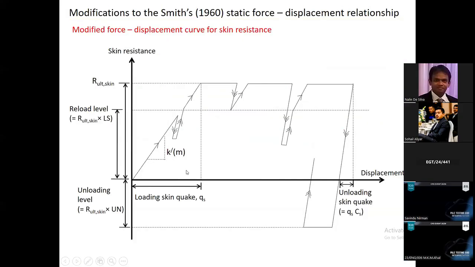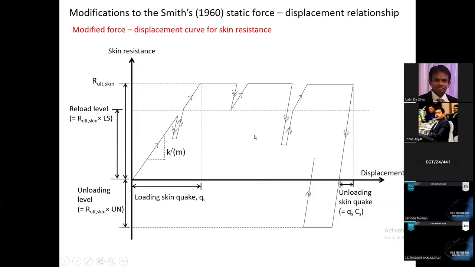This is what I explained earlier, right? Loading, unloading, they have different gradients. This is the unloading quake. This is the loading quake, right? The unloading stiffness. This is the current soil pile interaction model used in the CAPWAP software. They keep on improving this, actually. Yeah, this is the current one.